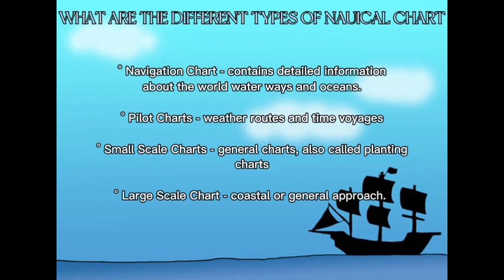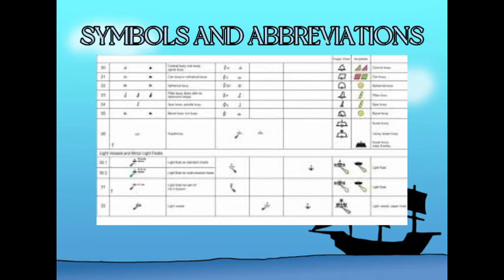So these are the different types of nautical charts. First is the navigation chart. A navigation chart contains detailed information about the world's waterways and oceans. Next is the pilot chart, showing weather, routes and voyages. Next is the small scale chart. Journal chart, also called planning chart. Next is the large scale chart, coastal or general approach. So these are the symbols and abbreviations of the nautical chart.